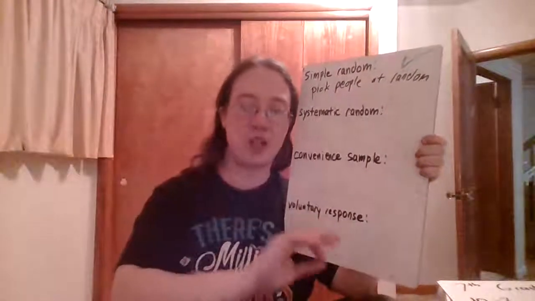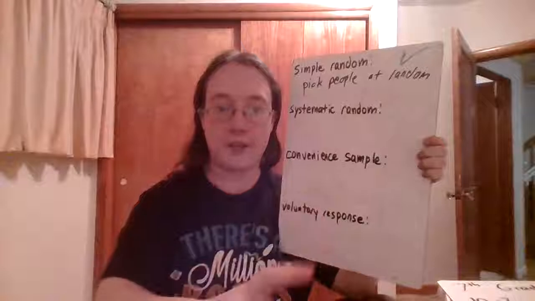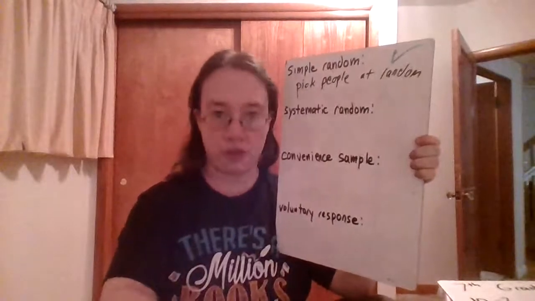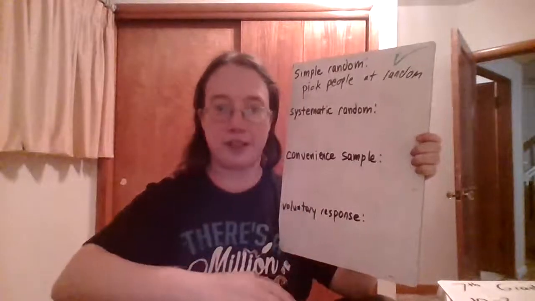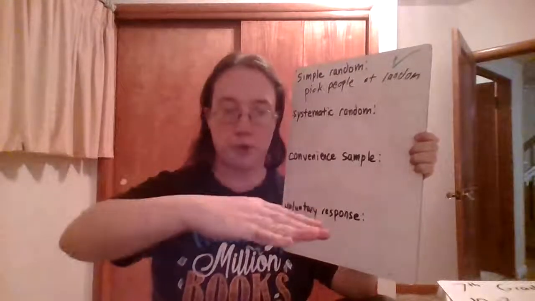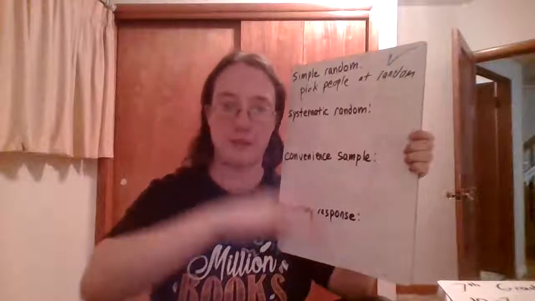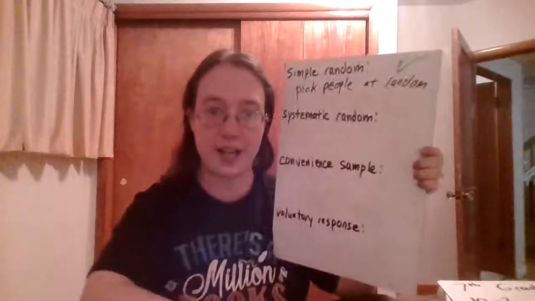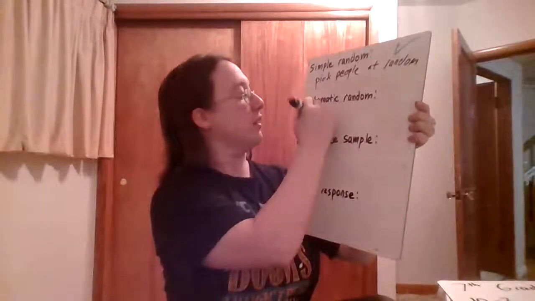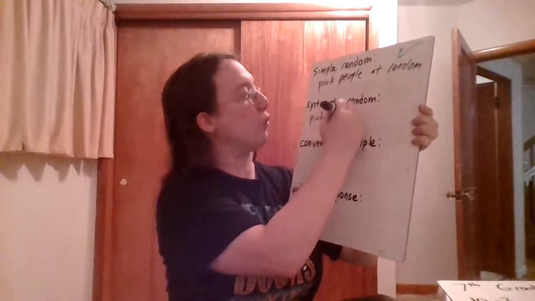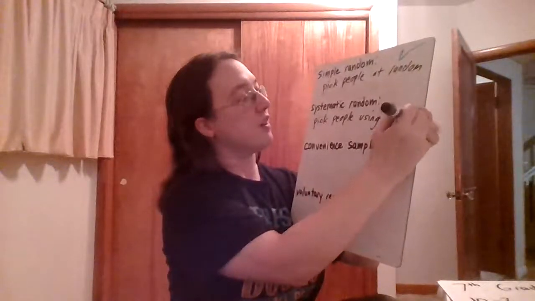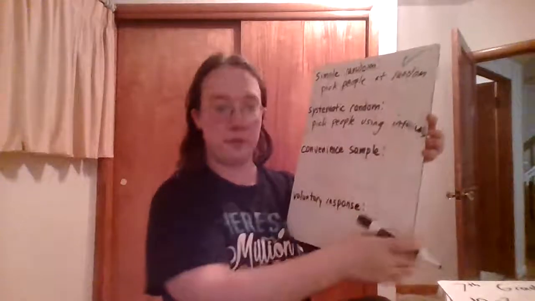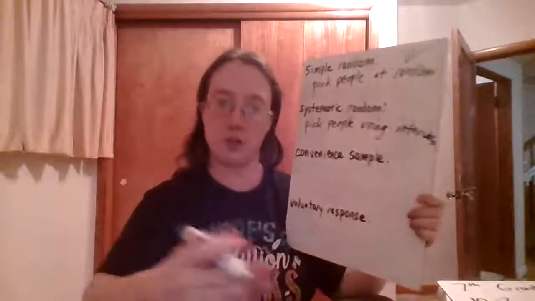A systematic random sample is like if I go through and pick every 5th person or every 10th person. So if I go through and list all your names out alphabetically and I pick every 5th person on the list or every 10th person or every 20th person on the list, depending on how long a list I have, that's a systematic random sample. So I'm picking people using intervals. So every 5th person, or every 10th person, or every 100th person.